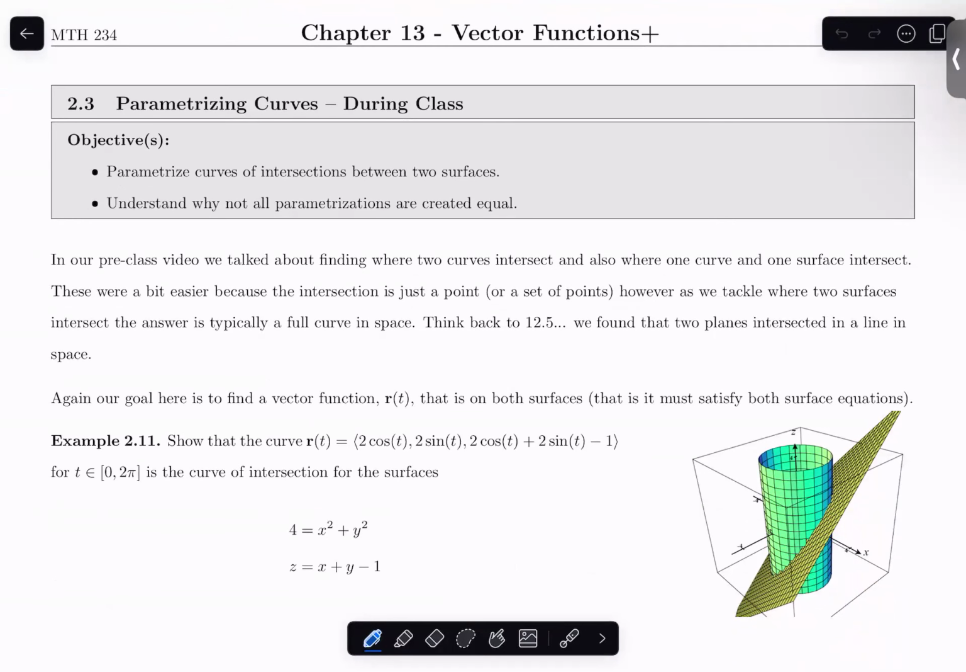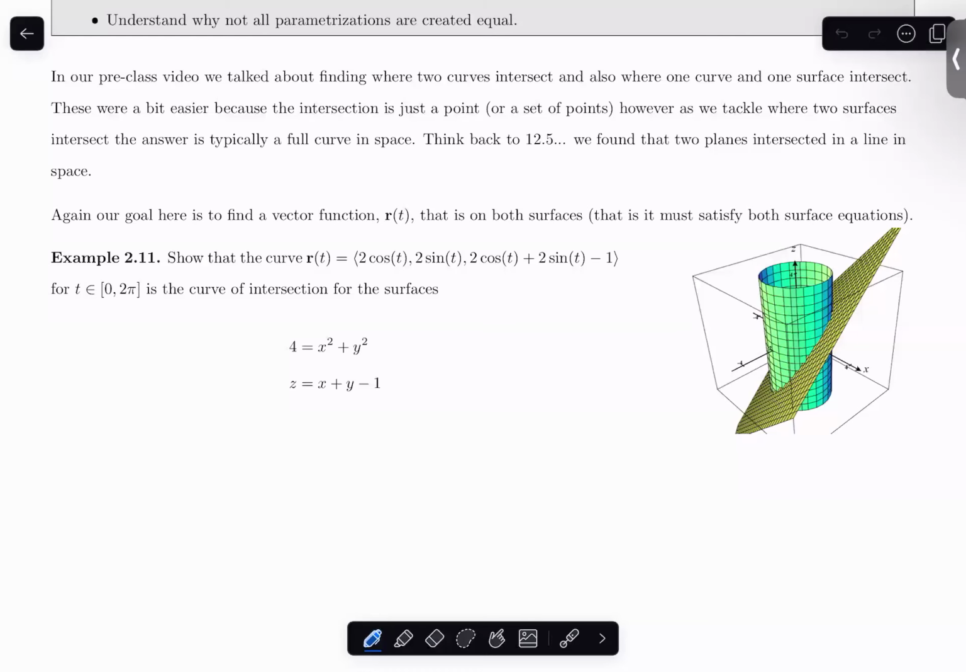We played this game a little bit in 12.5. Right? We found that when two planes intersect, we found a line, right? And we tried to parameterize that line of intersection between the two planes. So we're basically upgrading that from 12.5 to talk about, okay, well, what happens if you have kind of more arbitrary surfaces? How do you find a parameterization?